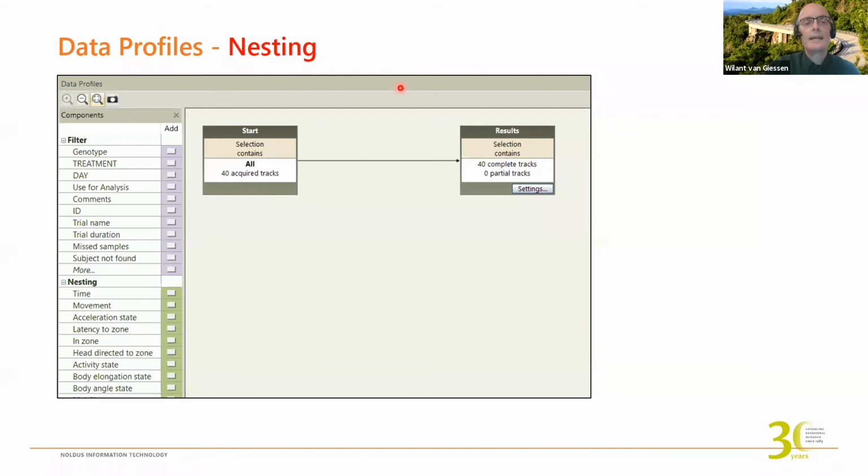Now we move on to nesting. So what I just did was filtering. Now we, for instance, want to know, okay, I want to calculate the mean velocity when the animal was in a particular zone. So it's only in that zone part of the time. That's why it's going to be a partial track.